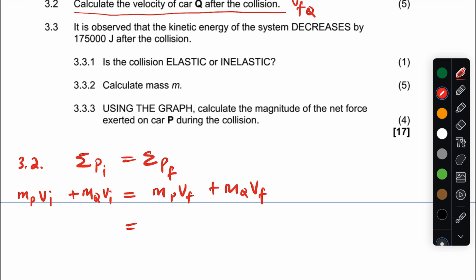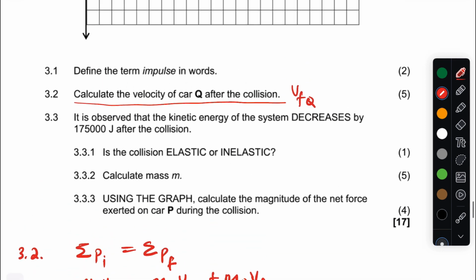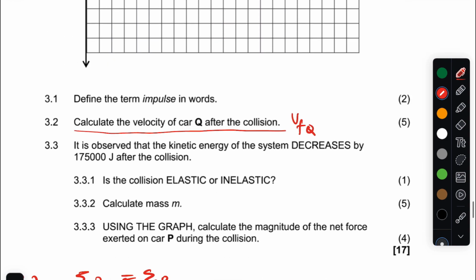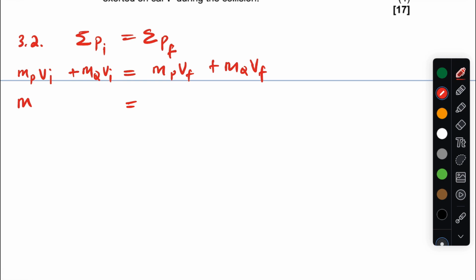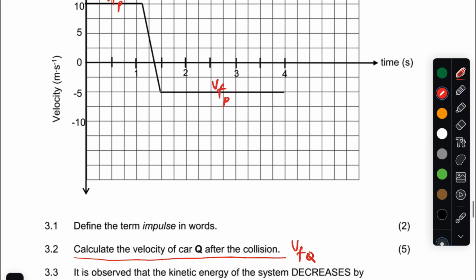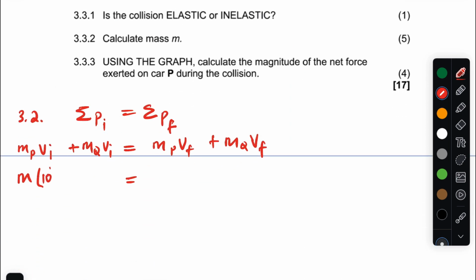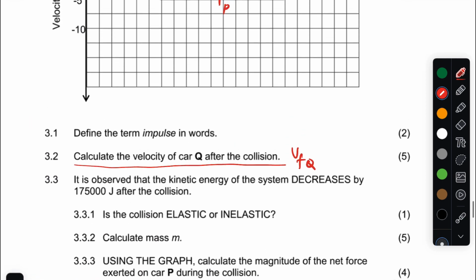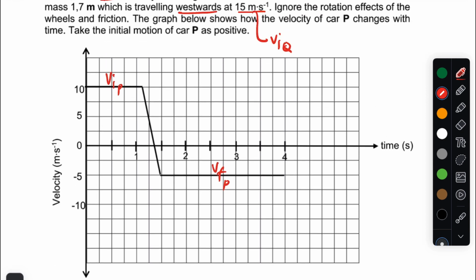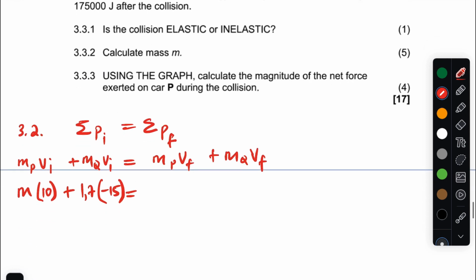So now let's substitute the mass of car P. It's M. And its initial velocity from the graph is positive 10. It's going in the positive direction. And then the mass of car Q, it's 1.7, and the initial velocity there is -15. How do we get to the -15? Because it collides with another car of mass 1.7 traveling westwards at 15 meters per second, so it's going to be negative.